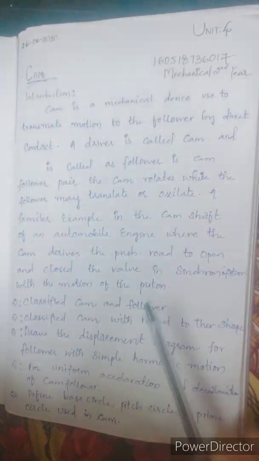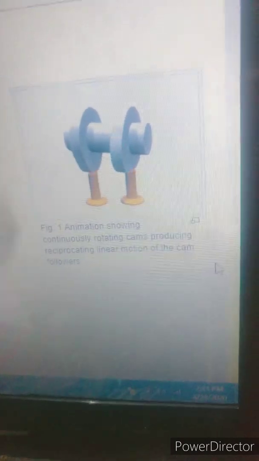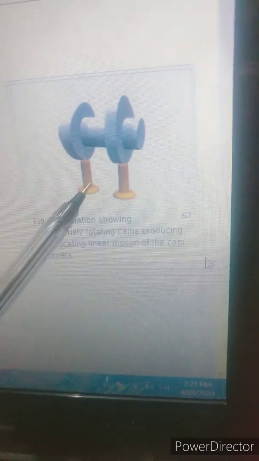And here you can see this is the camshaft, and it is rotating. The part which you are seeing is the cam, and this is, respectively, the follower. So this is called a cam. It is a device which gives reciprocating or oscillating motion to the follower, which is another piece of equipment.